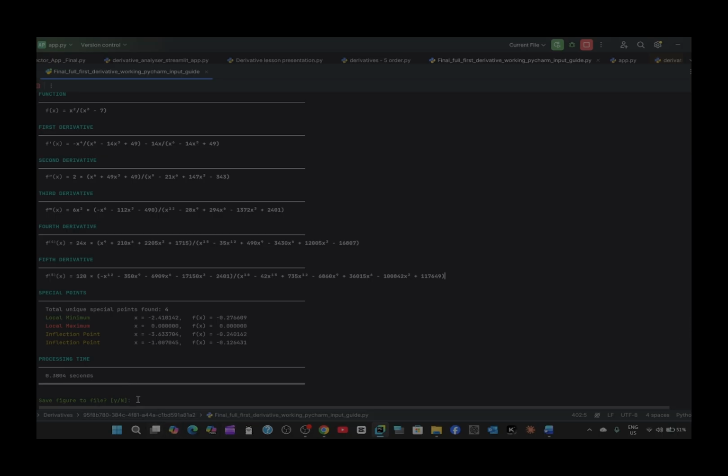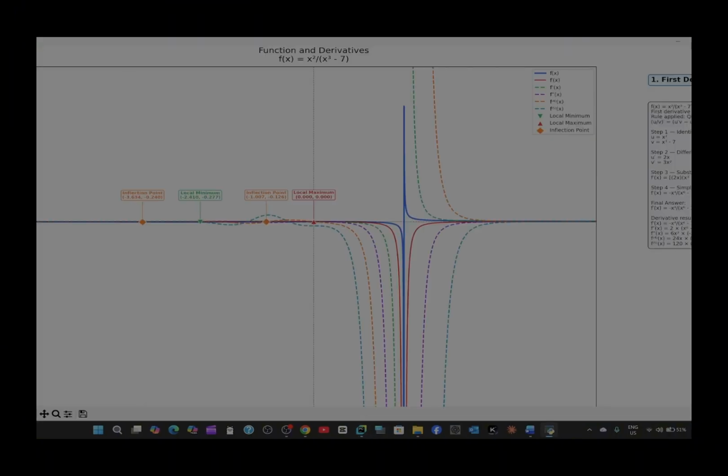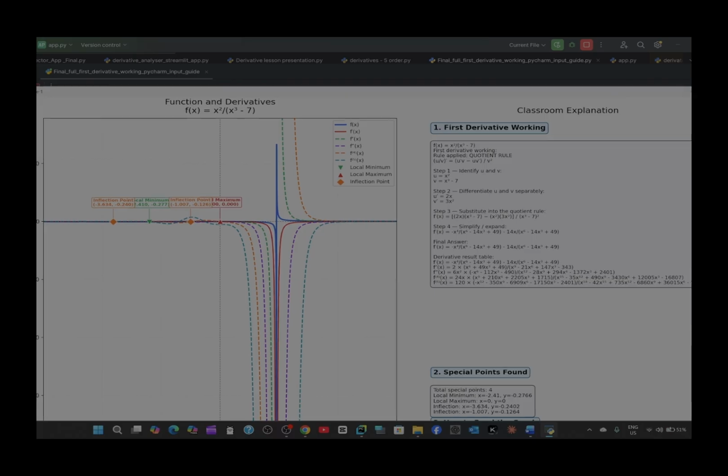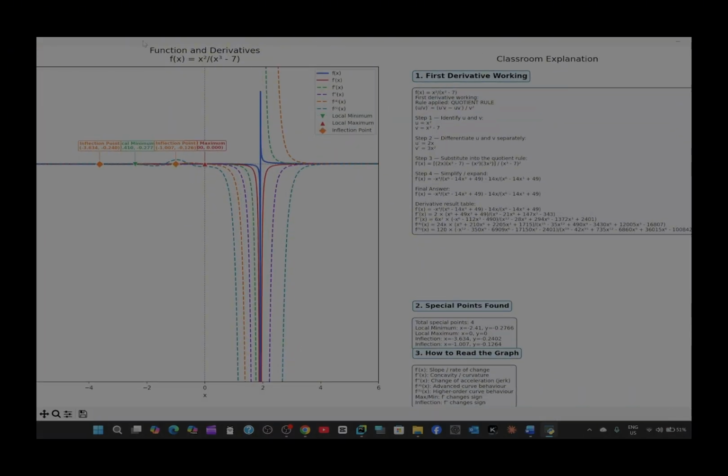Okay, now look at it. Again, I said no, I don't want to save it. Now look at the chart, look at the result here. The quotient rule, check how it is explained in detail here. This is the function x squared divided by x cubed minus 7. We said that's f(x), otherwise you'd have to draw the chart. This is the graph of f(x). Red one, first derivative, second, third, fourth, fifth.